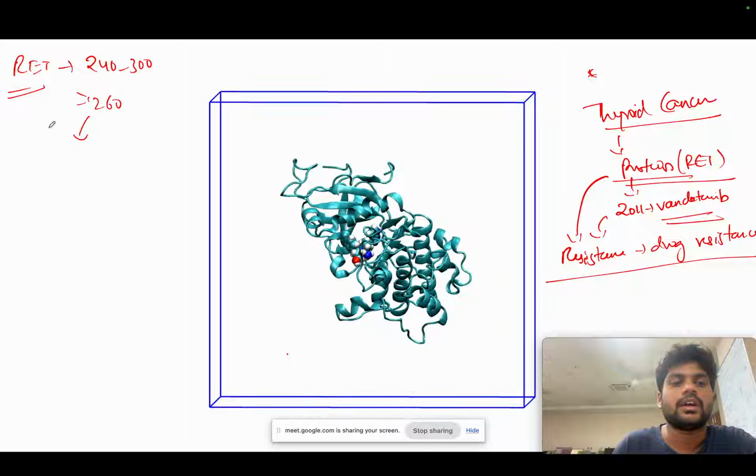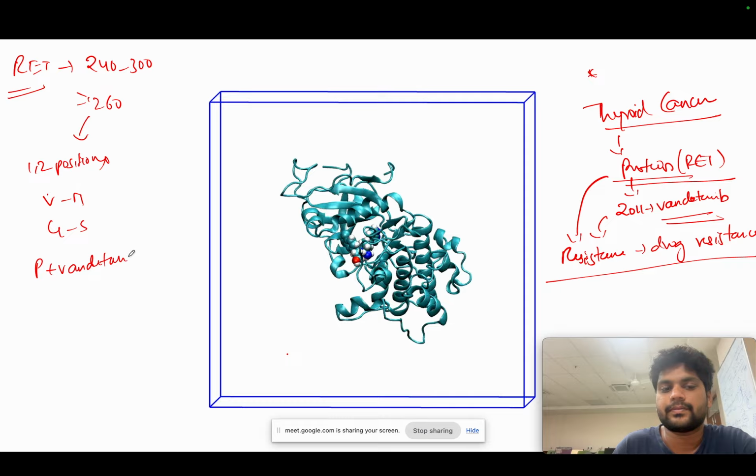In this, at 1 or 2 positions, the amino acid is changing. So from valine to methionine, glycine to serine, at 2 positions. Due to these changes, the protein is not able to take the vandetanib, so the cure is not possible. That's why there is only one approved drug as of now, the vandetanib.